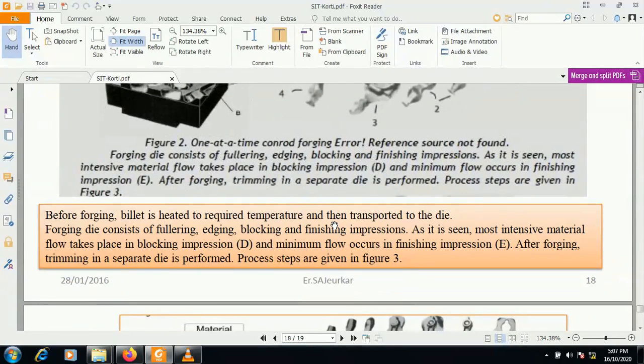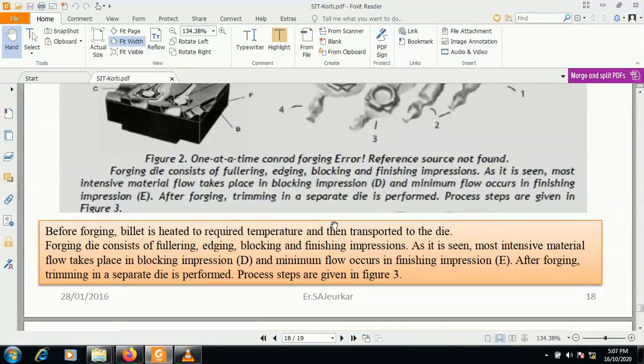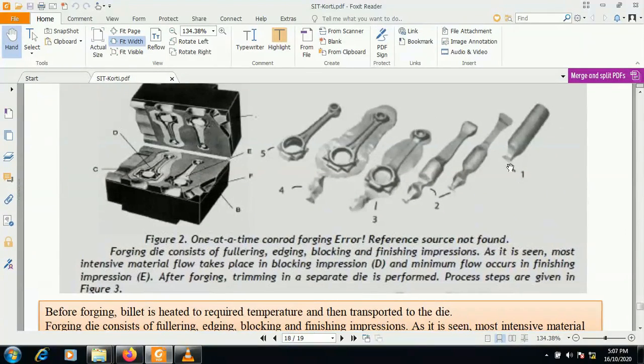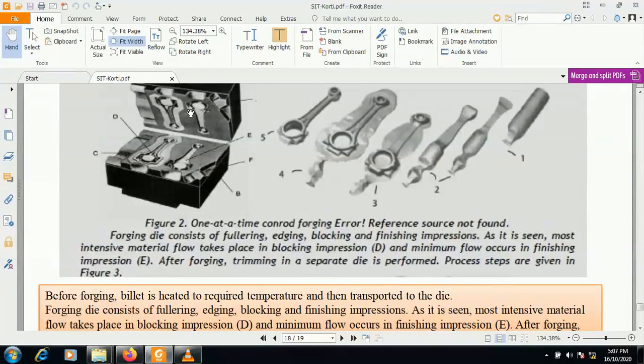the connecting rod. After forging, trimming in a separate die is performed. Process steps are given in the figure. You can see here this is the raw material and this is the finished product, and we have to follow these steps by using the forging operation. This is the die cavity, this is the upper die and this is the lower die, in which we have to place this component by heating it above the recrystallization temperature, or above the plastic deformation temperature.